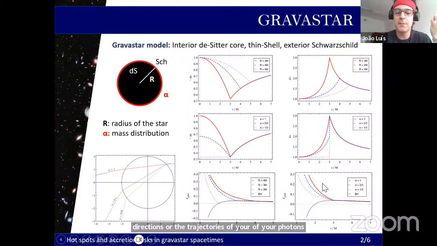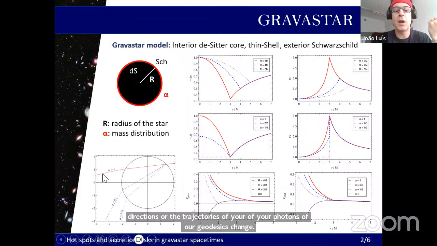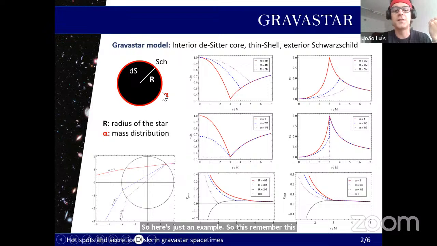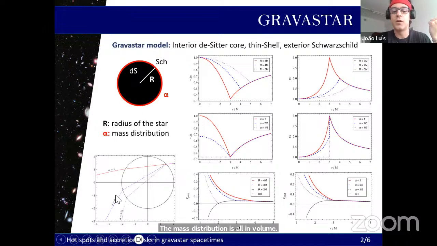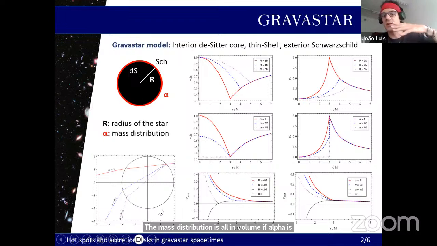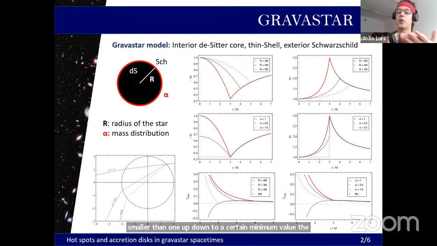So here's just an example. Remember this parameter alpha controls the mass distribution. If alpha is equal to 1, the mass distribution is all in volume. If alpha is smaller than 1, down to a certain minimum value, the mass is transferred from the volume to the surface.